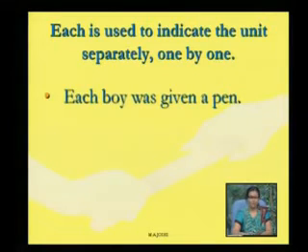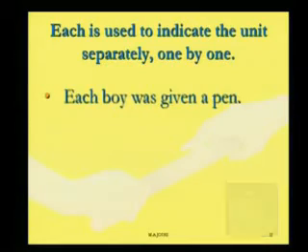Now here we also need to refer to the article a or an. A pen: the article a is used. Here there is no specification of which kind of pen is given to the students. Any pen can be given to them. But if a teacher has given a specific blue pen, red pen or black pen, then the sentence can be: each boy was given the red pen.